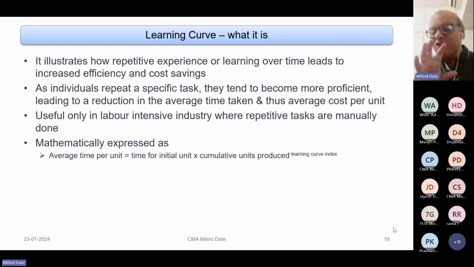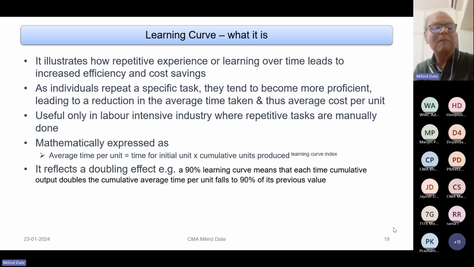One conceptual clarity you must have: higher the learning rate, lower will be the cost reduction. That means if your learning rate is 95%, there will be only 5% cost reduction with every doubling of output. But as I have illustrated to you, if the learning rate is 80%, it will lead to 20% reduction in time and therefore cost on every doubling of output. That's what you need to learn very carefully.